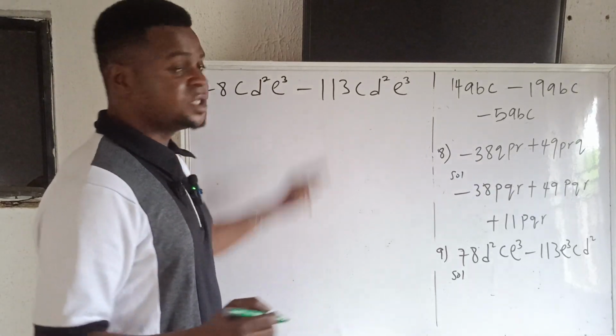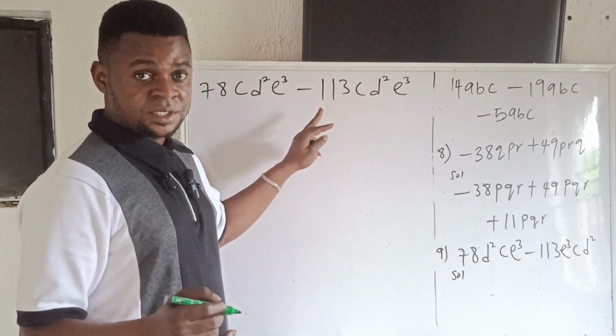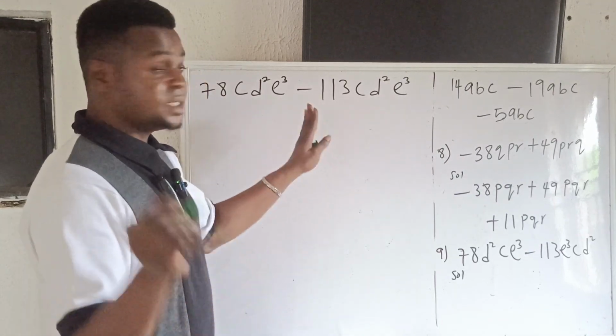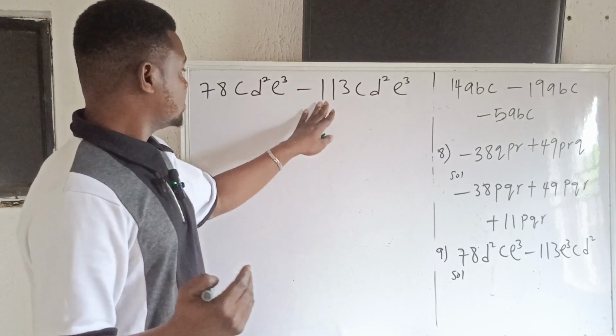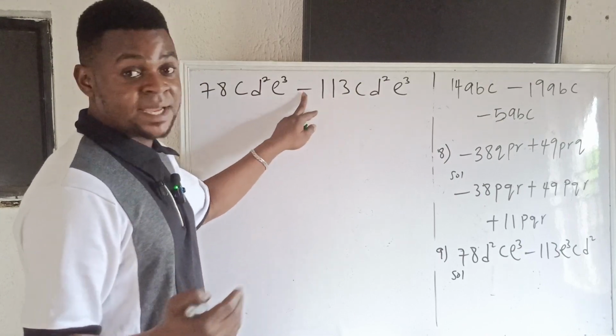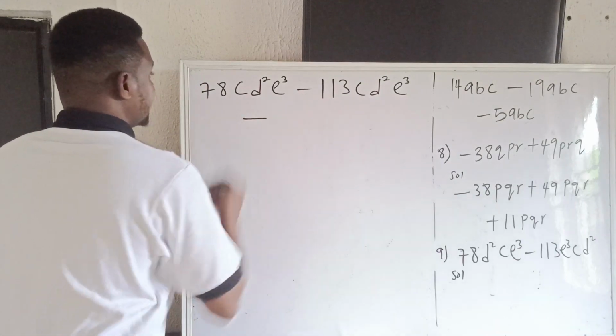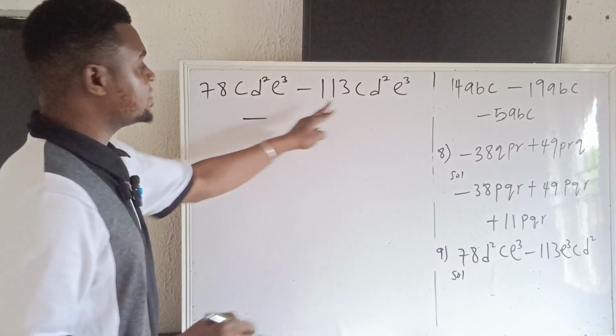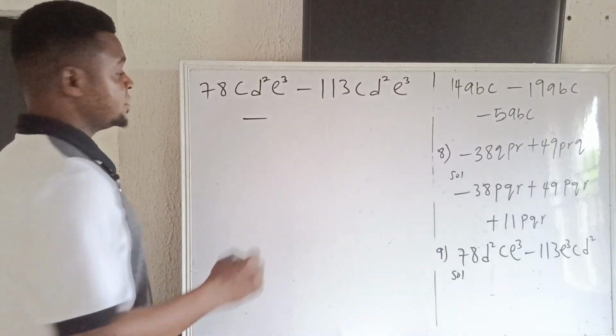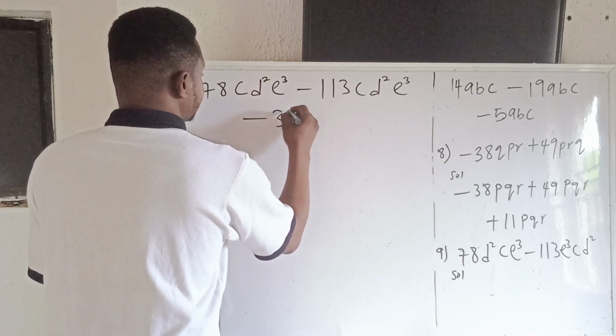So between 78 and 113, which one is greater? Definitely 113. What is the sign attached to 113? The signs are usually in front of every number. So the sign attached to 113 is what? Minus. So I'll come here and select minus. Then I'll take away 78 from 113. What would that give us? That will give us 35.